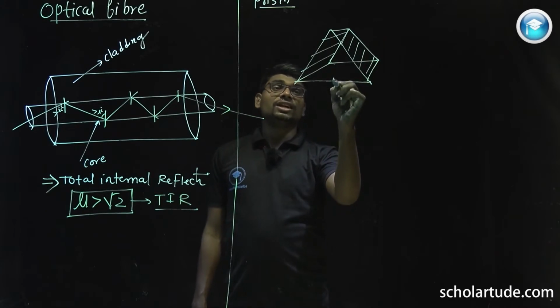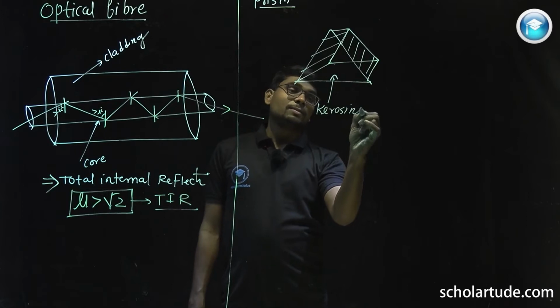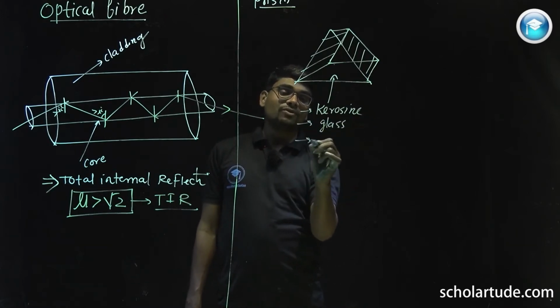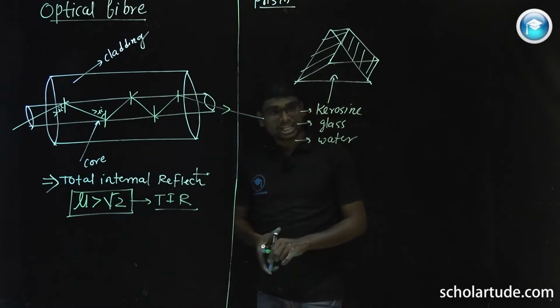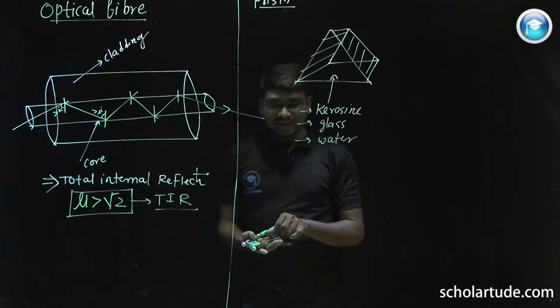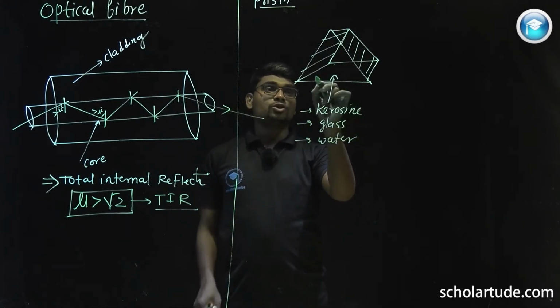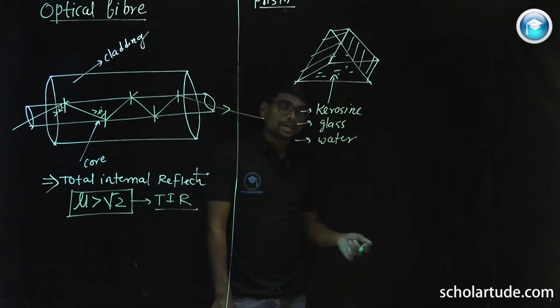We fill different substances. Sometimes we fill kerosene, sometimes glass, sometimes water. So what is the use of prism? To find the refractive index of kerosene, glass, and the material which is inside. यहाँ जो भी material डालेंगे हम उसका refractive index find out करने के लिए prism का use होता है.